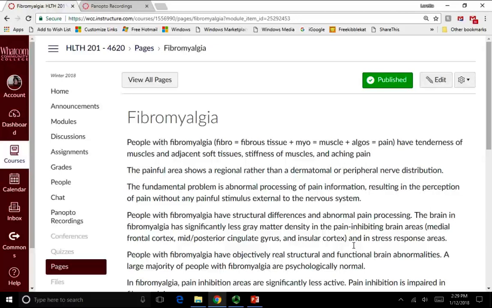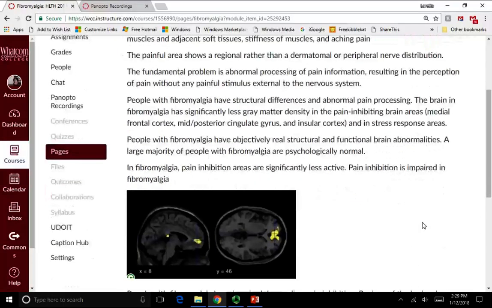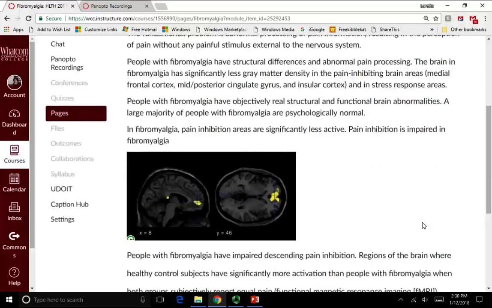A large majority of people with fibromyalgia are psychologically normal. Because of the pain effects, it can lead to depression and anxiety. But the depression and anxiety don't cause the fibromyalgia. The fibromyalgia causes the depression and anxiety. So you will run into doctors out there who still think that fibromyalgia is a psychological disorder. So really it's up to us to educate as many people as we can. It is not a psychological disorder. It is a real structural and functional brain abnormality. Pain inhibition areas are significantly less active, and pain inhibition is impaired.